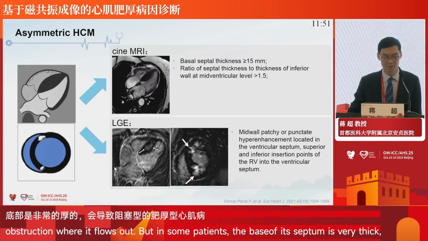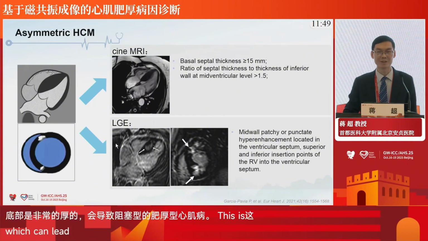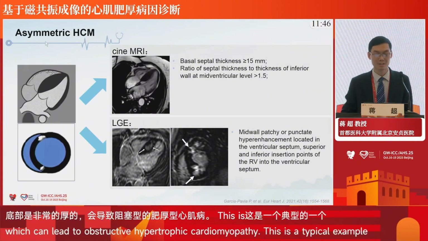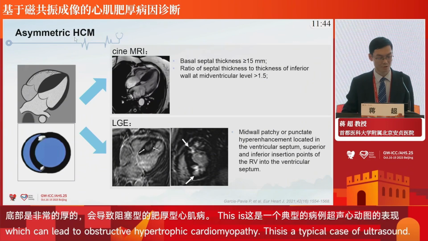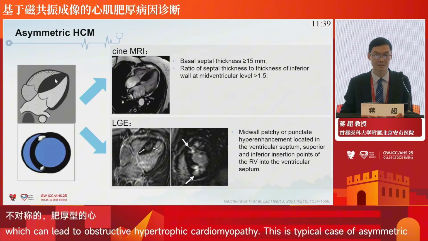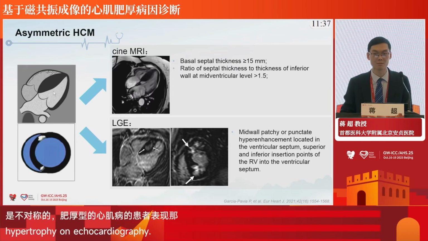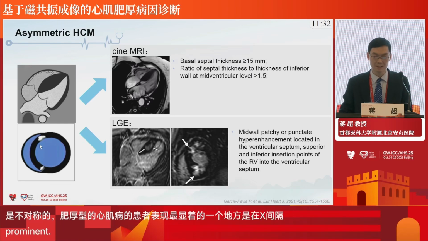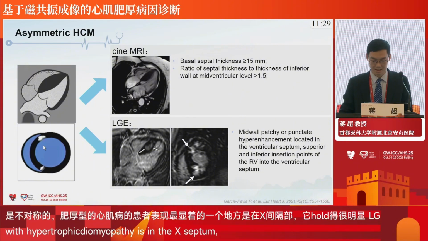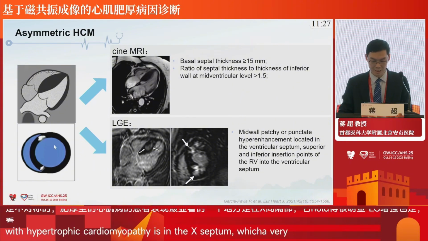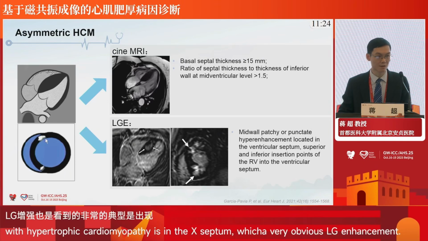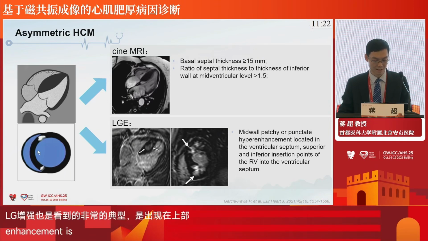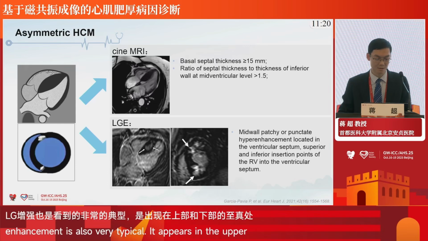This is a typical one I found from an article. This is a typical symmetrical hypertrophic cardiomyopathy. The most significant thickness of the wall is in the septum. And the typical LGE is at the superior and inferior insertion points of the right ventricle to the left ventricle.